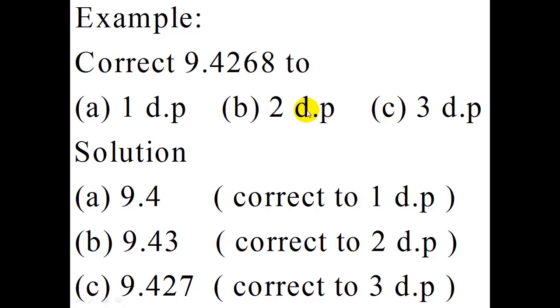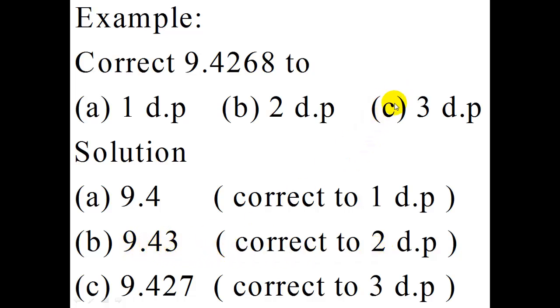Now B, 2 decimal places. 9.4268 to 2 decimal places. So we start to count after the decimal point. So 1, 2. So it's supposed to be 9.42, but the next number is 6, and 6 is greater than 5, and therefore we consider it to be 1 and add it to 2. So 1 plus 2 will give us 3. So we have 9.43, and this is corrected to 2 decimal places.